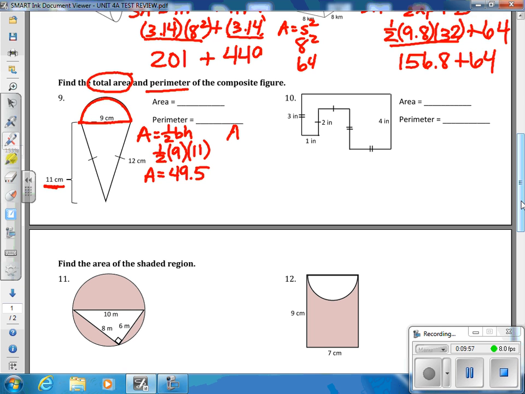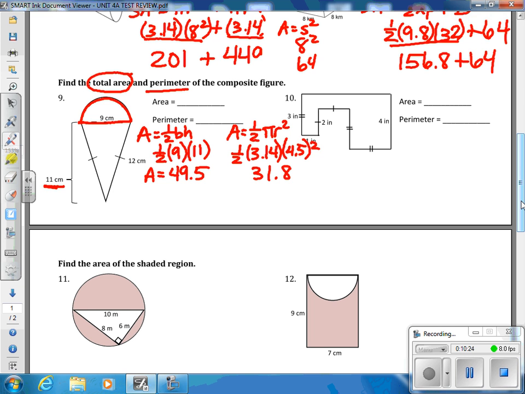Remember that the semicircle is 1/2 of a regular circle. So regular circle's pi r squared, semicircle's 1/2 pi r squared. So we have 1/2, we have 3.14. If you look in the picture, 9 is the diameter, so you can't use 9. Cut 9 in half, and that's 4.5 for your radius squared. Okay, so start with the 4.5 squared, then times 3.14 and take half of it, and you should get something that rounds off to 31.8.